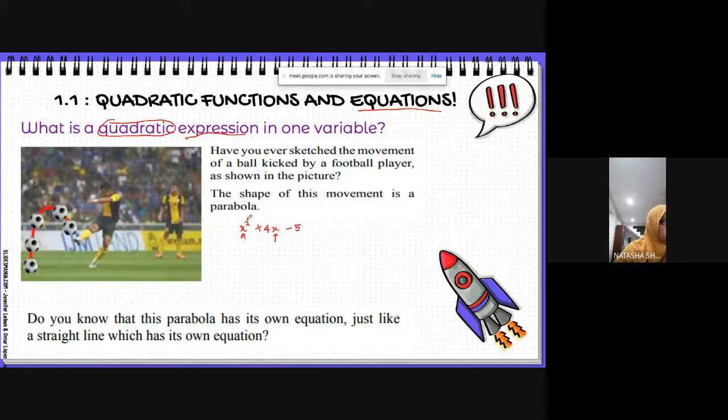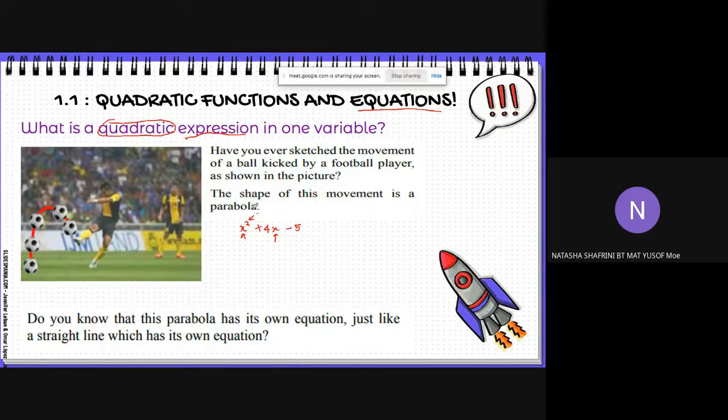Why quadratic? Because we have the power of unknown. Okay, the power of unknown is square. So kuasa 2. Power untuk x adalah kuasa 2. So the highest power for quadratic expression is power 2. So this is what we call as expression.